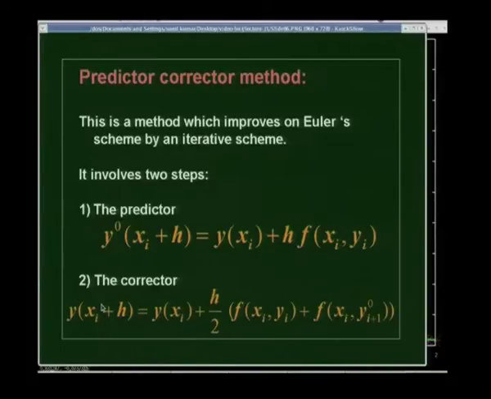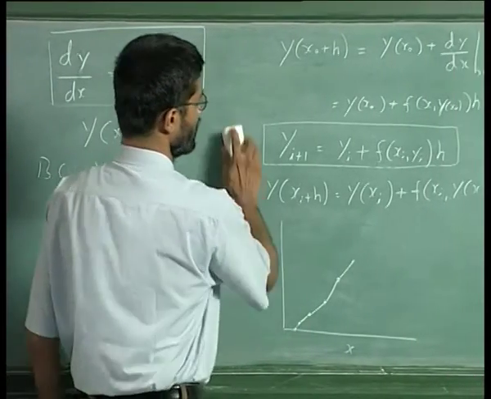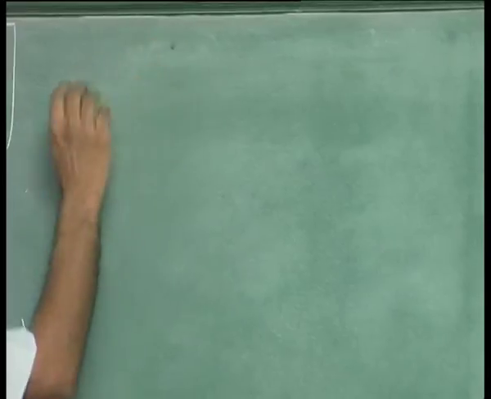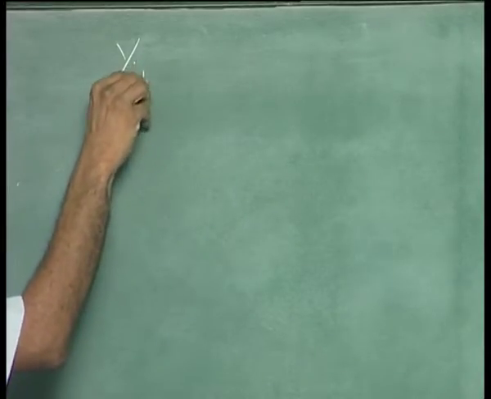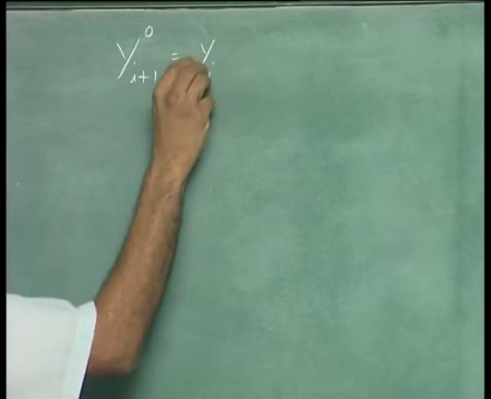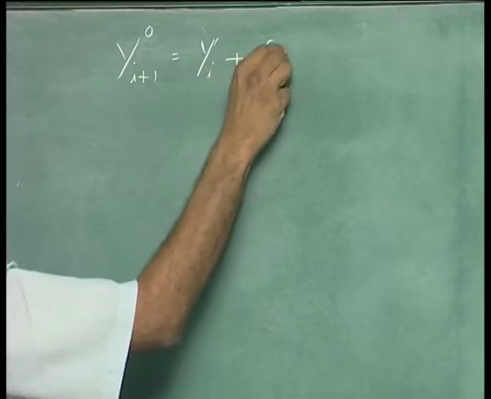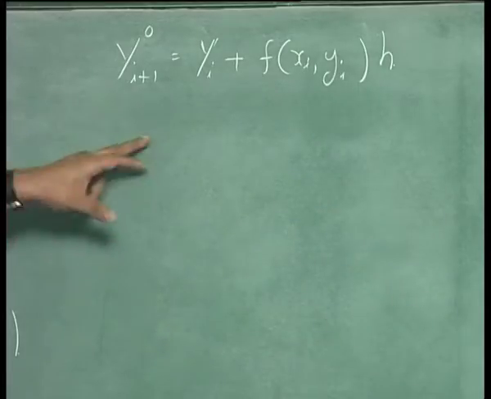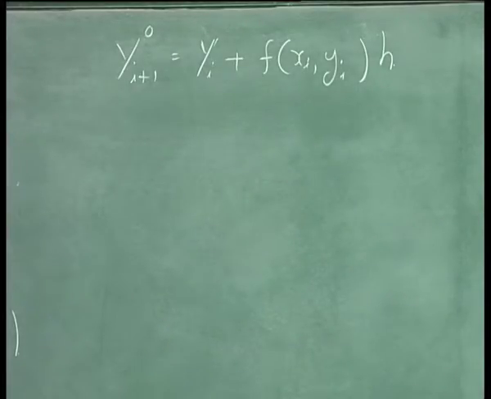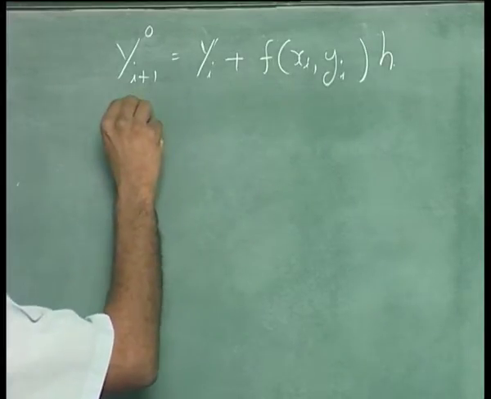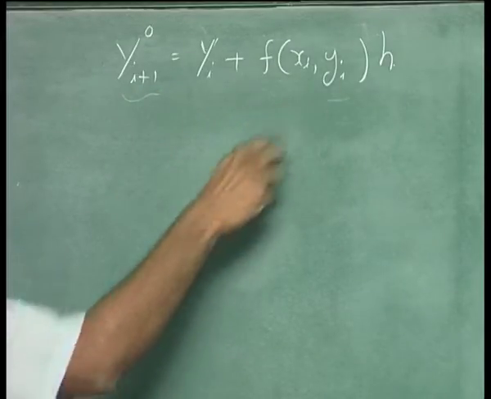So let me just write that down here. We are doing the same problem, with the boundary condition, initial conditions, etc. given. And now what we are going to do is write yi plus 1, as I said, a predictor, which is yi plus the function value at xi, yi into h. Function being the derivative. Then I use this quantity, this is yi plus 1, and evaluate the derivative at that point yi plus 1.